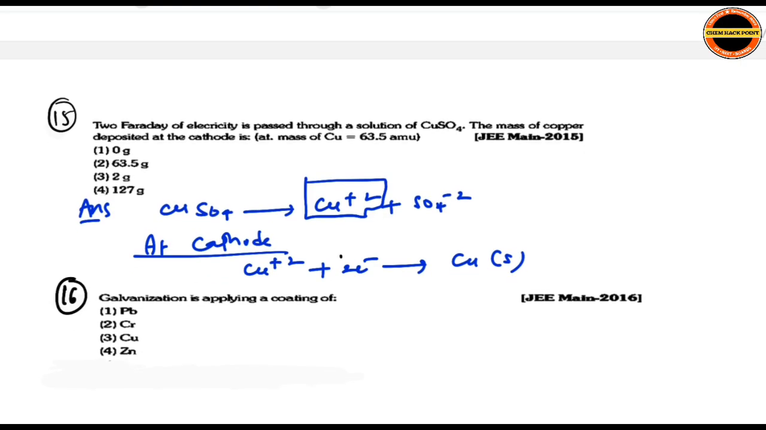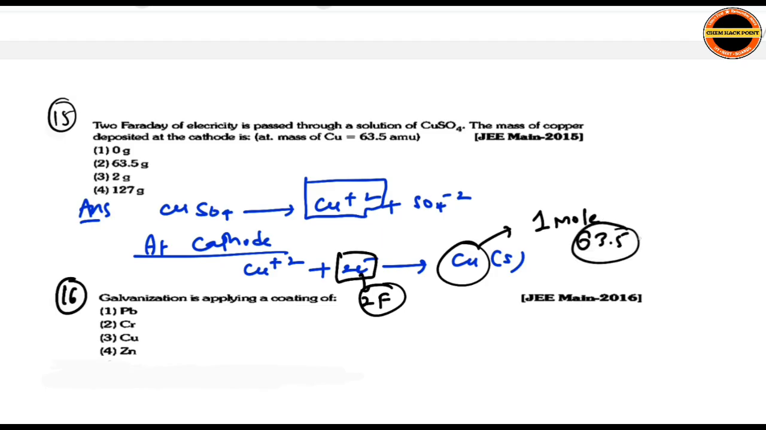Now in the question, 2 moles of electrons means 2 Faraday of electricity is passed through a solution of CuSO4. They are asking the mass of copper deposited, the same equation. 2 Faraday current passed, so how many moles of Cu formed? Here 1 mole of Cu is formed. The mass of 1 mole of Cu is 63.4, the molecular mass only. Option 2.